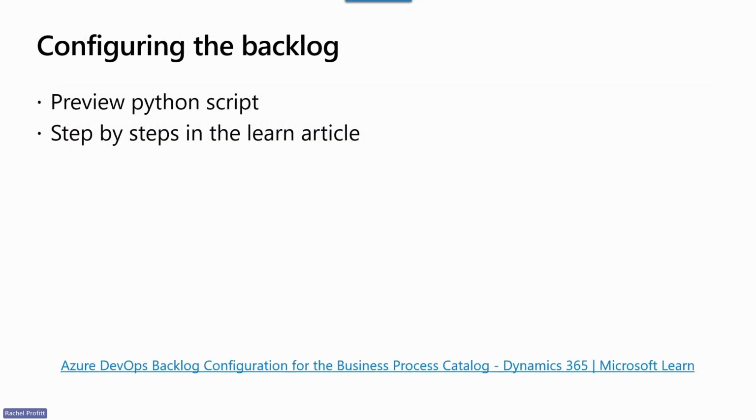The fourth script is the configuring of the backlog. The way you run it is pretty much the same as the other scripts. The Learn article that we have published actually includes the step-by-step instructions for configuring it, because this preview script has not been tested by as many customers and partners. Once we get more feedback that it's working and people aren't having errors or issues with it, we'll update the documentation to have detailed steps about how to run the script.